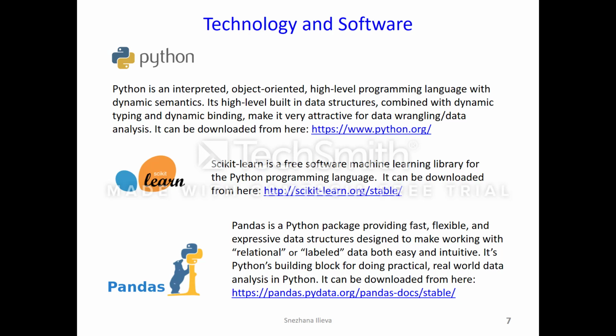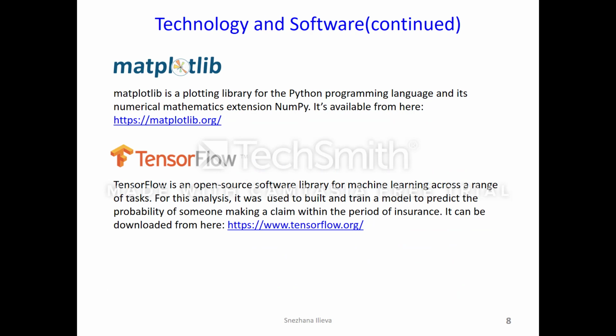Pandas is another package which provides very fast, very flexible data structures, which can make the analysis of relational data sets very easy and very intuitive. It's Python's building block for doing practical real-world data analysis, and it can be downloaded from pandas.pydata.org/pandas-docs/stable. Matplotlib is the plotting library for Python, which I use for exploring my data and visualizing my training and validation loss and accuracy.